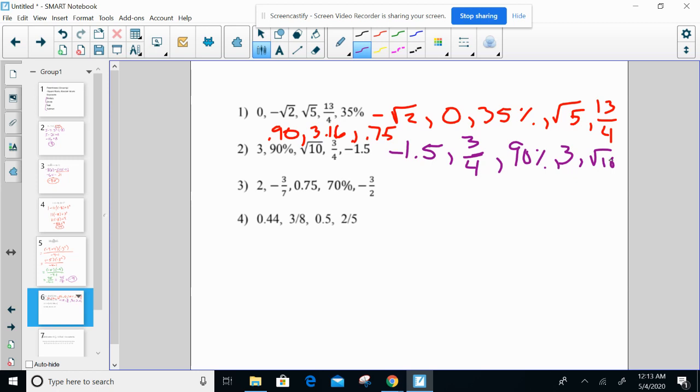All right, let's do one more. Yeah, 2, negative 3. So I'm going to have to divide 3 divided by 7. Negative 0.42. You usually only have to, I was going to 1 to be safe, but you can pretty much get away with 2 decimal places. 0.75 is already in a decimal. 70% is 0.70. And then 3 over 2 is negative 1.5.